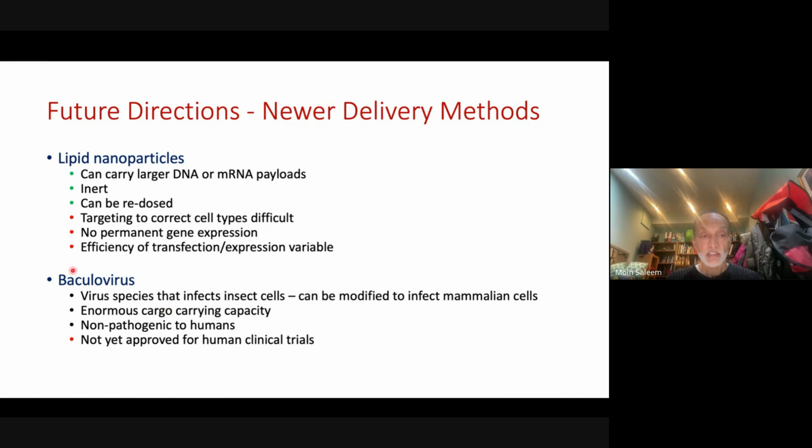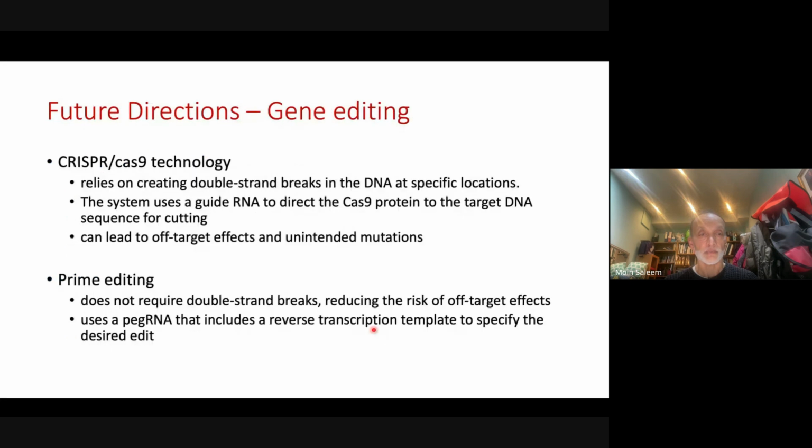And then there are other viruses. In fact, baculoviruses are viruses that infect insect cells. And they've been modified to infect mammalian cells by various different scientific groups. And they have an enormous cargo carrying capacity. They could probably carry a whole chromosome. They're non-pathogenic to humans, but they're not yet approved for human clinical trials.